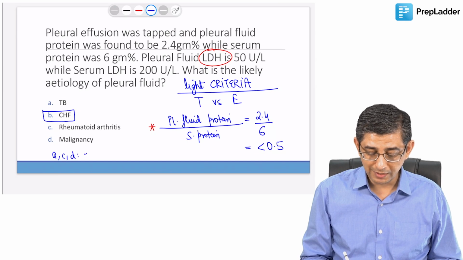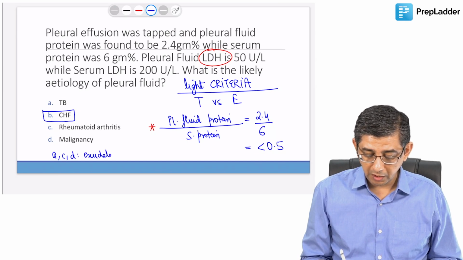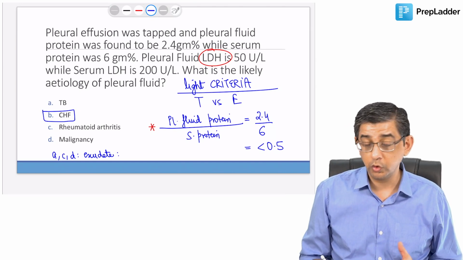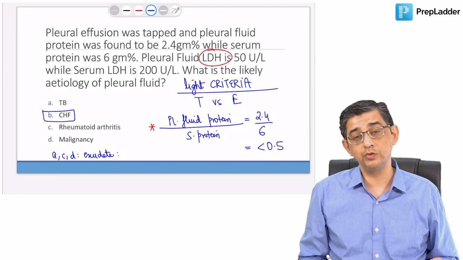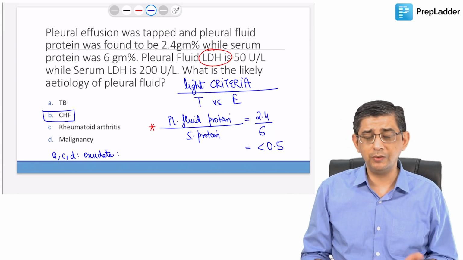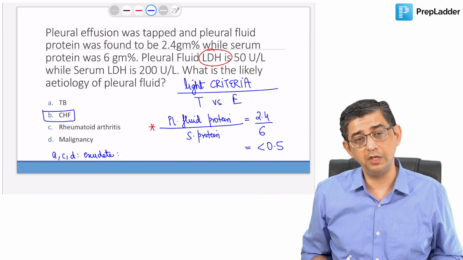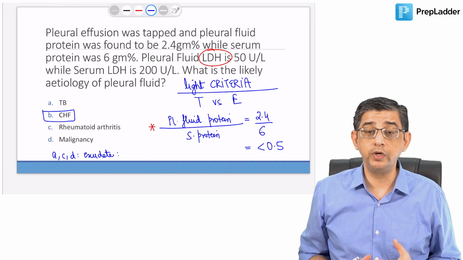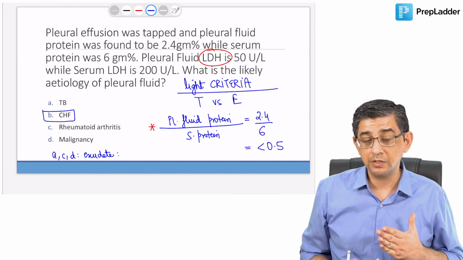They are all examples of exudates. If they're exudates, then you will notice the fact that the protein ratio will be more than 0.5 and LDH values will be more than 0.6. You don't need to calculate LDH values because proteins is anyway giving you the diagnosis. Options A, C and D are exudative pleural effusion. Option number B is transudative.